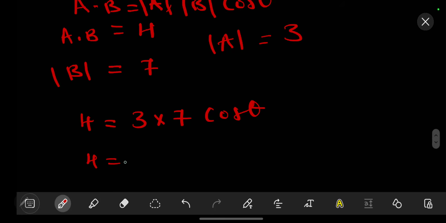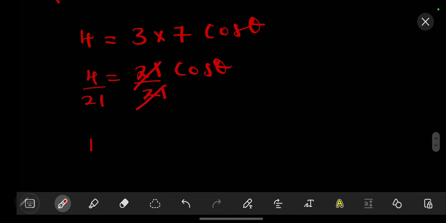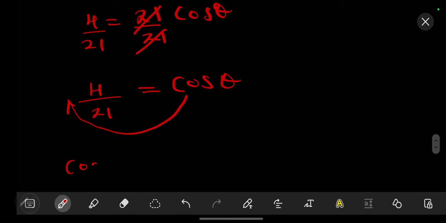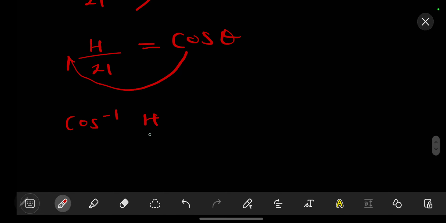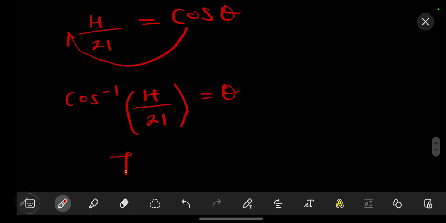So we are going to have 4 equal to 3 times 7, which gives us 21, times the cosine of theta. We divide by 21 on both sides. So we have 4 over 21 equal to the cos of theta. So taking the cos to this side, it will be equal to cos inverse of 4 over 21. Then theta is equal to cos inverse of 4 over 21. So when you press on your calculator, cos inverse of 4 over 21, it gives 79.02 degrees. So this is the angle between them.